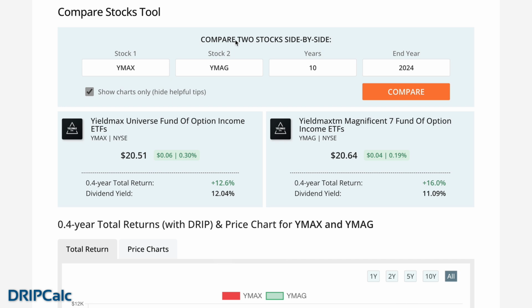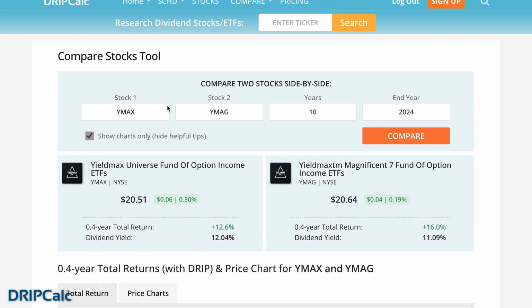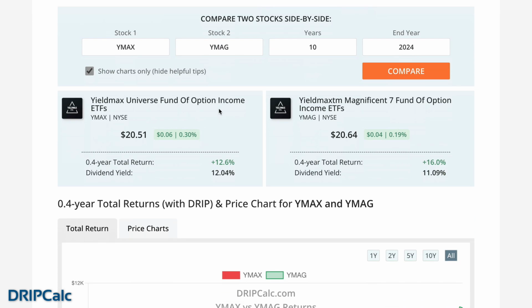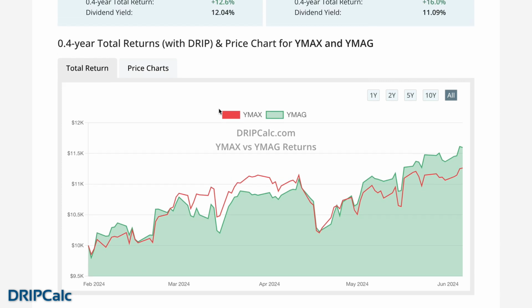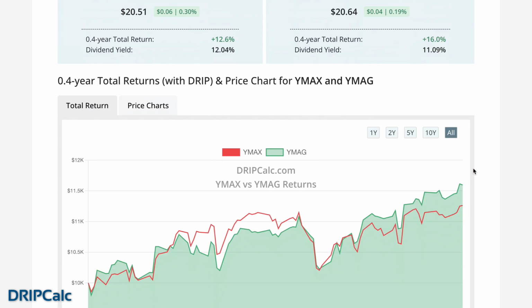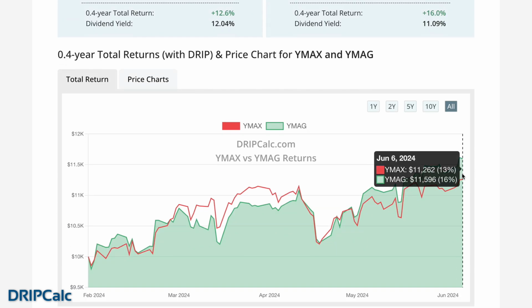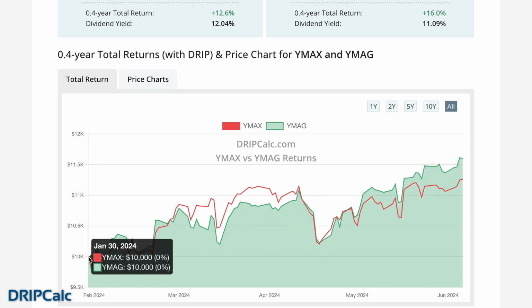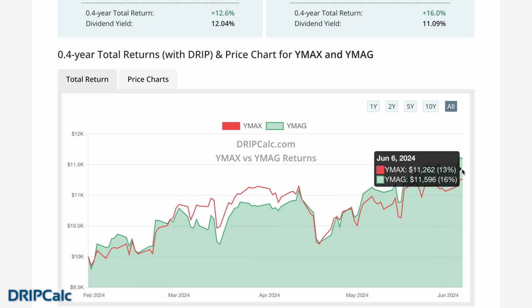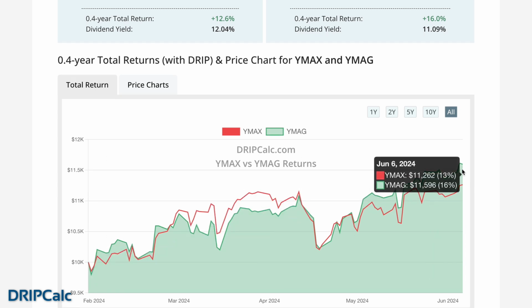Okay, so I have this stock comparison tool, and I already ran it between YMAX and YMAG. It shows their total performance with dividends reinvested from their inception. If you invested $10,000, you can play with these amounts, but we want to see percentages. So in 4 months, from January 30th through February, March, April, May, the total return for YMAG is 16%, and for YMAX is 13%.